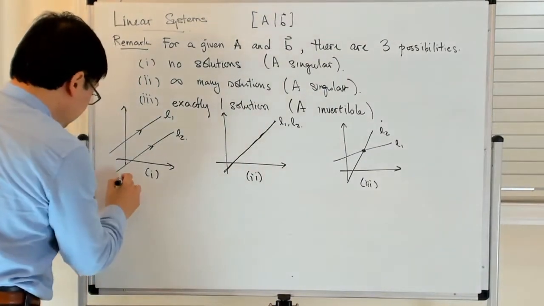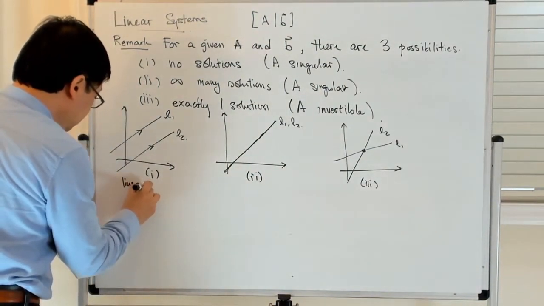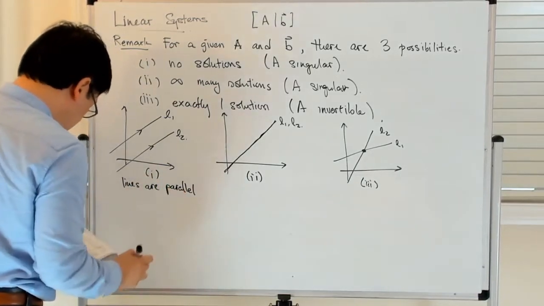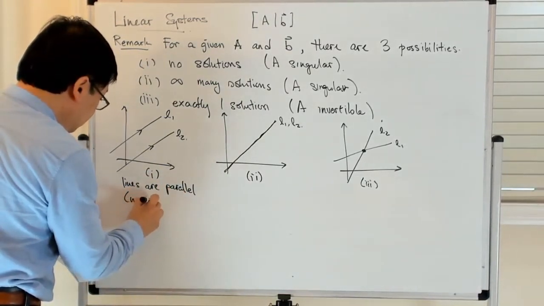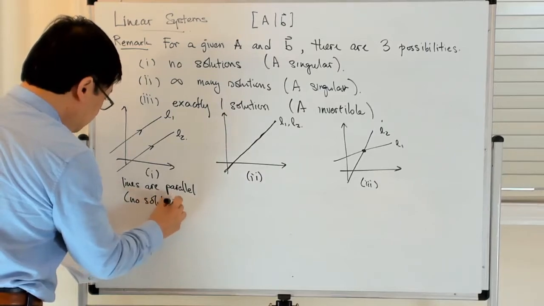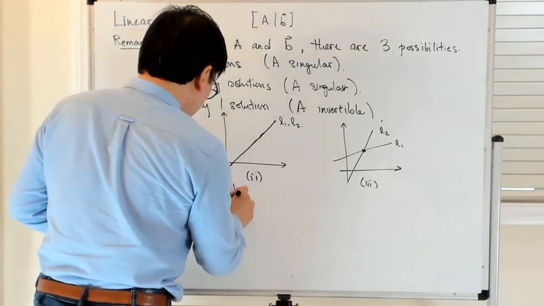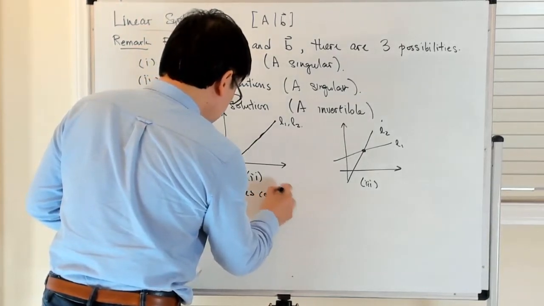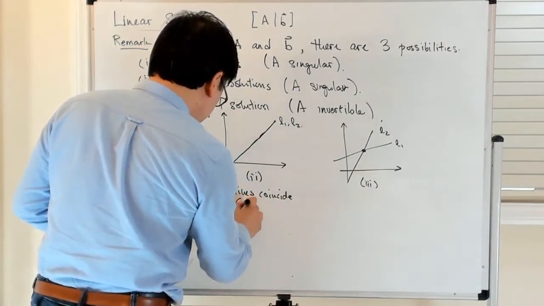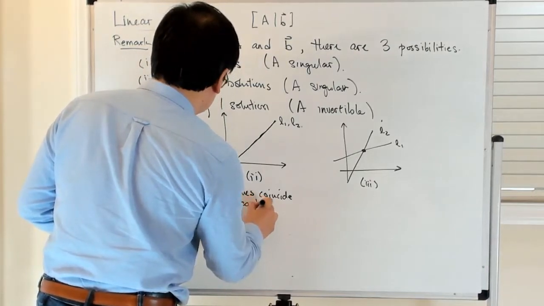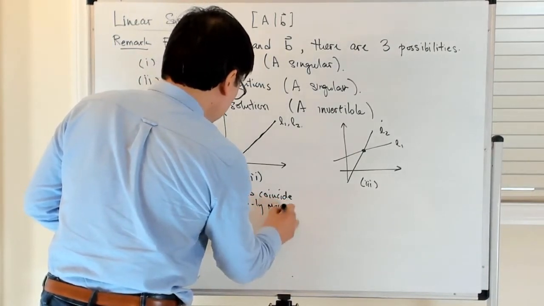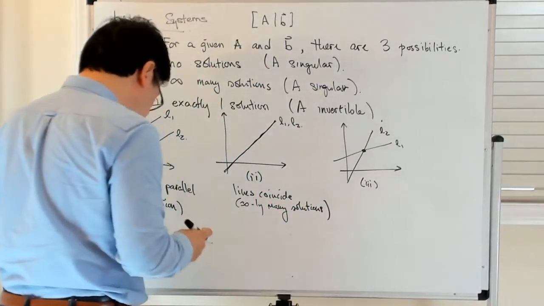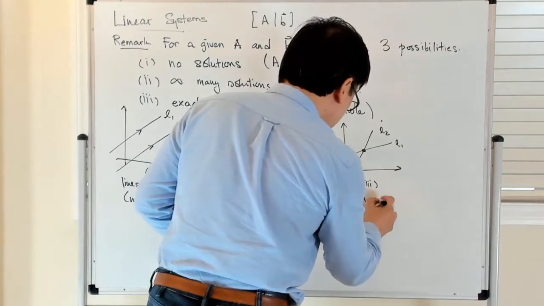So these lines are parallel. Right, so there's no solution. And the lines coincide here. So infinitely many solutions. And then the third case is that there's one solution.